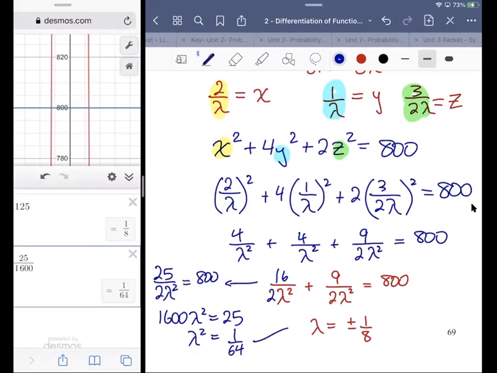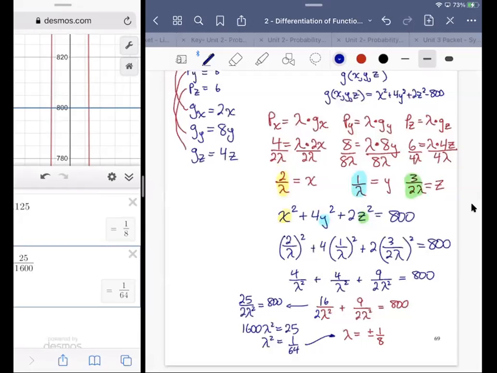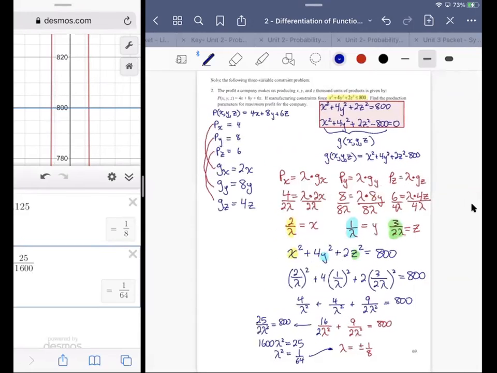Which would in turn give you lambda equal to plus or minus 1/8. All right, so we got the appropriate lambda values, which is great. Look at all this work. And it all started off with a pretty simple set of partial derivatives. It's just the algebra that took us down a road, right? But in reality, the algebra wasn't really the difficult part.